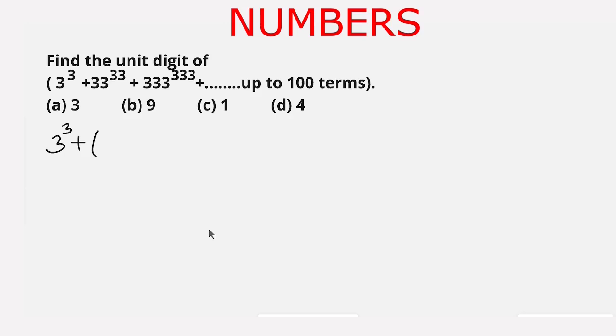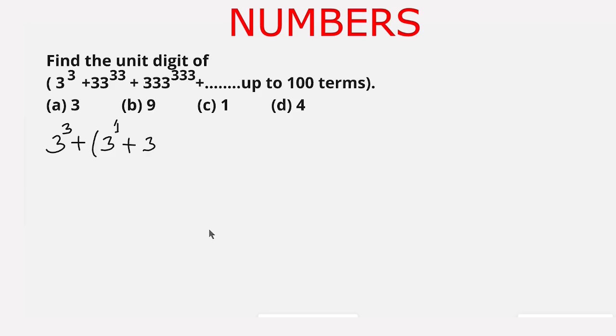So unit digit of 33 is 3 and the power of 33 when divided by 4 leaves remainder 1, as 8 times 4 is 32 and 33 minus 32 is 1, plus the next number is 333. The unit digit of 333 is also 3 and it will be the same for every number up to 100 terms, and the power of 333 is also 333, and we have to divide this number by 4 and we have to find the remainder.